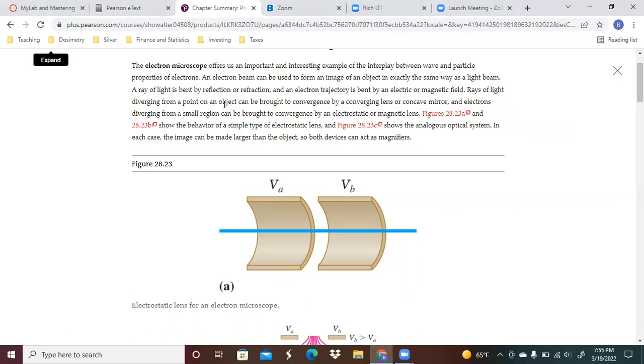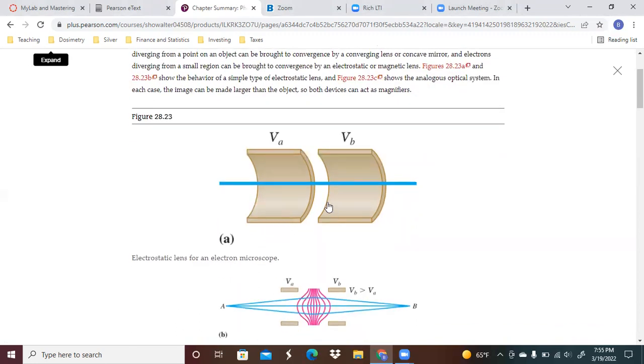Rays of light diverging from a point on an object can be brought to converge by a converging lens or concave mirror. And electrons diverging from a small region can be brought to converge by an electrostatic or magnetic lens. These figures show the behavior of a simple type of electrostatic lens, and the third figure shows an analogous optical system. In each case, the image can be made larger than the object, so both devices can act as magnifiers.